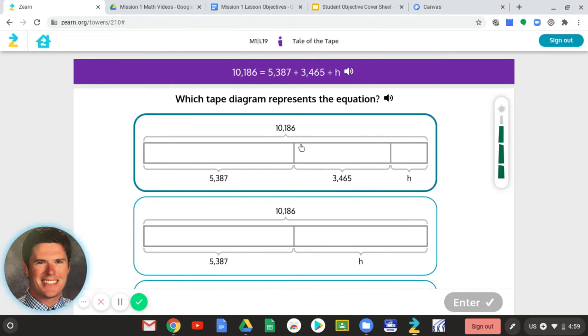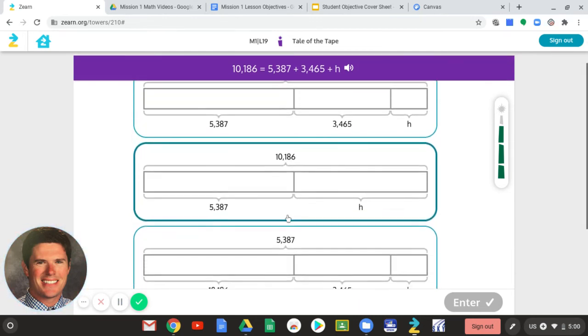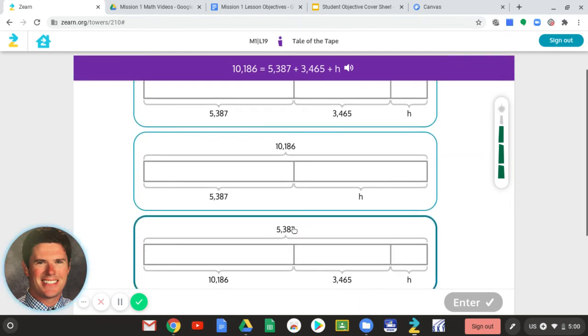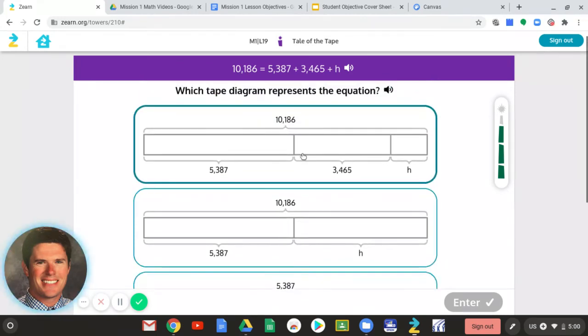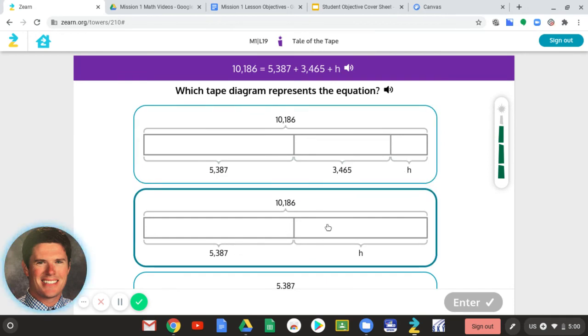Well, this does. And this does. This shows 5,387 as the total, and so we know that's not correct. So I'm going to eliminate that. So we know it's either going to be one of these top 2. And which one shows it divided up into 3 different pieces with 5,387, 3,465, and h. Well, it looks like this first one, because the second one only has 2 of the pieces. It forgot to put in the 3,465. So we need this one with all 3 of the pieces.